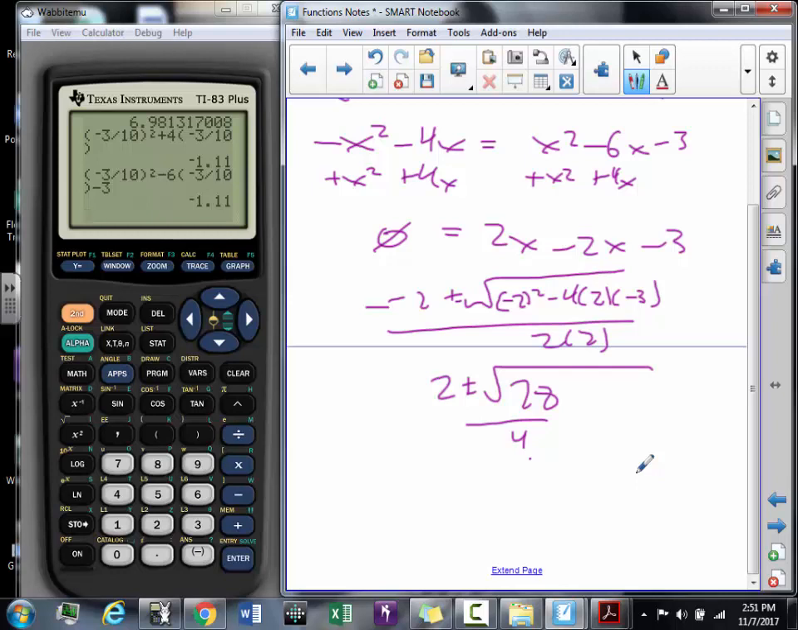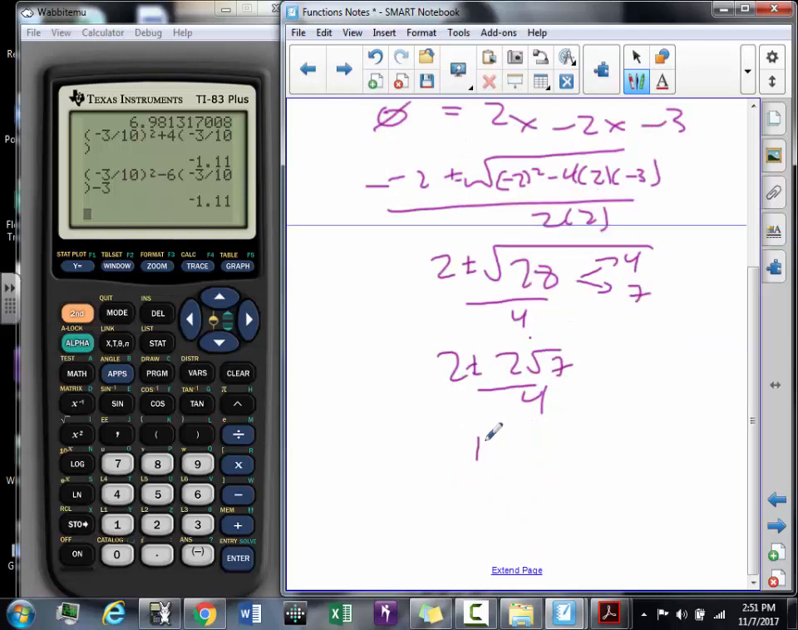Okay, we should reduce this. You guys remember how to reduce these? 28 is actually 4 and 7. Why did I pick 4 and 7 though? Because you can square root the 4. So you can write it as 2 plus or minus 2 root 7 over 4. And then you can reduce it to 1 plus or minus 1 root 7 over 2.